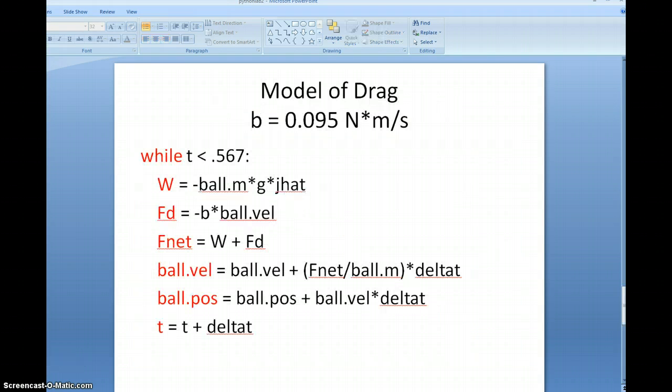So the next thing I did was I estimated the drag force. And here, Fd is the drag, ball velocity is just the sock velocity, and then I estimated the drag parameter to be 0.095. This was actually the fifth. I tried 5 different values, and this one came the closest.